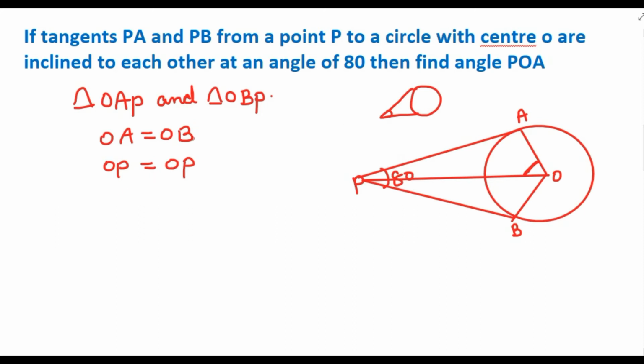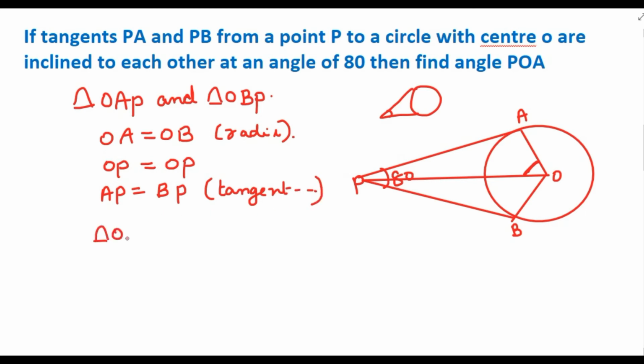Again OA is equal to OB because they are radii of the circle. OP is equal to OP because OP is common for both the triangles. And next one, we will write AP equal to BP, that is, the tangents drawn from the external point to the circle. The lengths of the tangents drawn from the external point to the circle are equal.